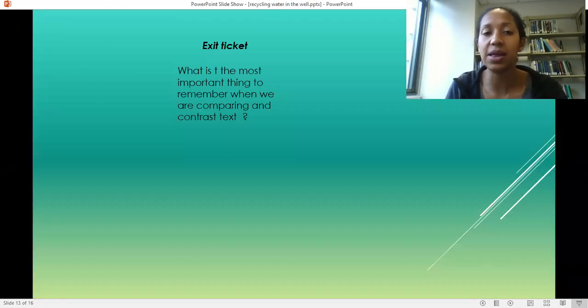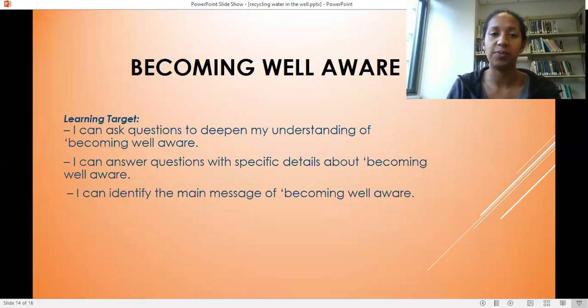As an exit ticket, I will ask the students what is the most important thing to remember when we're comparing texts. They have this skill already, because they have completed a lesson on comparing and contrasting before. So I feel I don't need to go into detail.